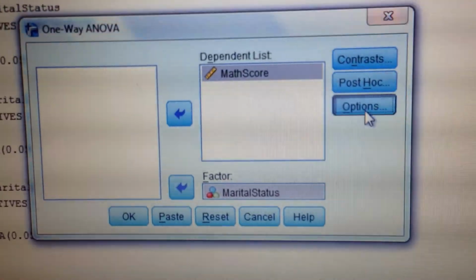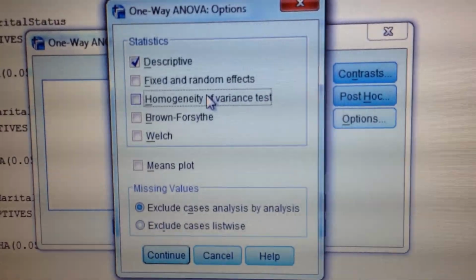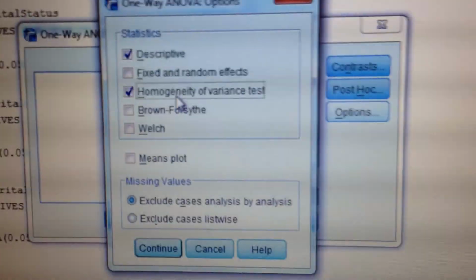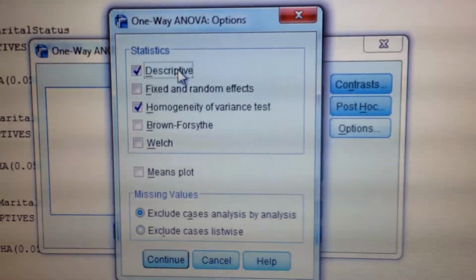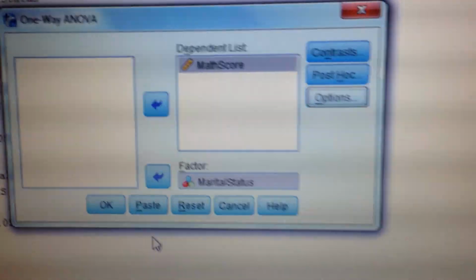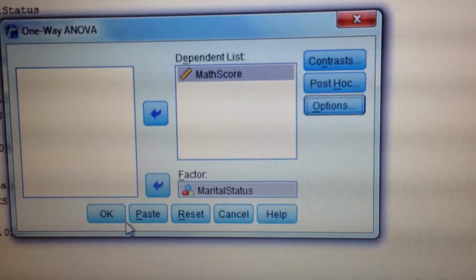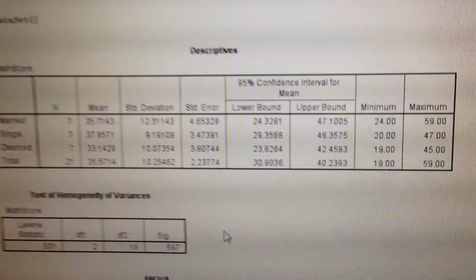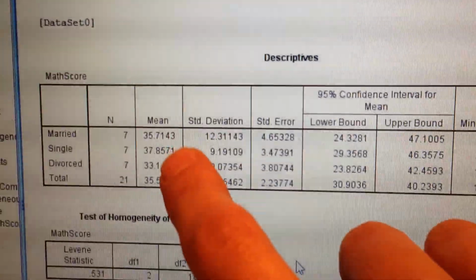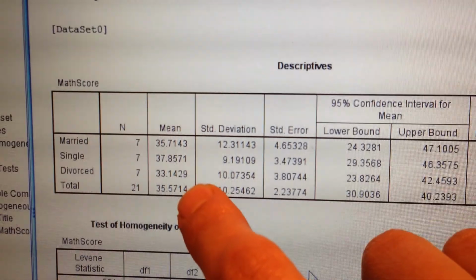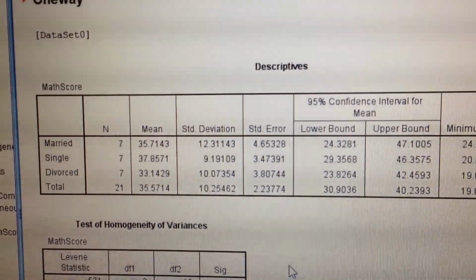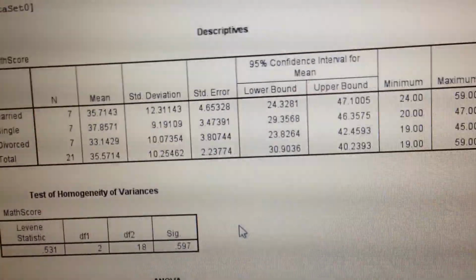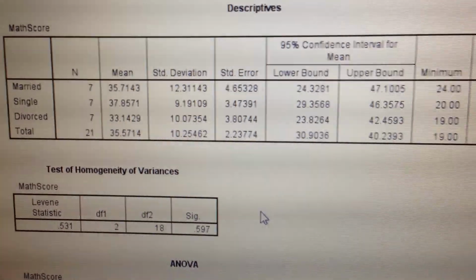And the other is we want to click on options. And here is where we get our homogeneity of variance test. So we're going to click on that, and this will let us know whether our data meets assumption 4 or not. But we'll also click on descriptives, because this will give us a sense of, well, what was the mean in each of these different categories. So now we can go ahead and click OK, and we get some results. So first we get our descriptives, and you can see we get the mean value by different categories. So married folks had a mean math score of around 35.7, single had 37.9, and divorced had 33.1.